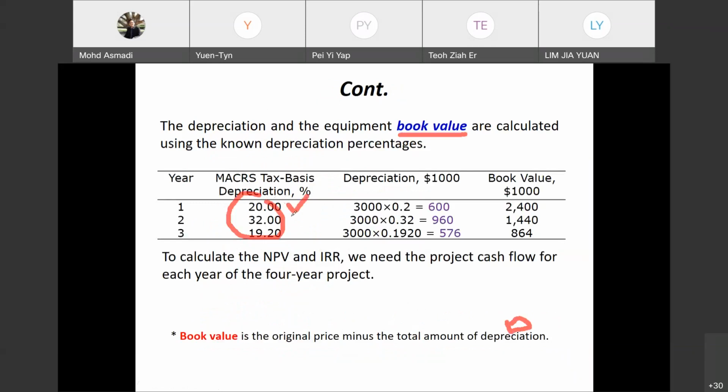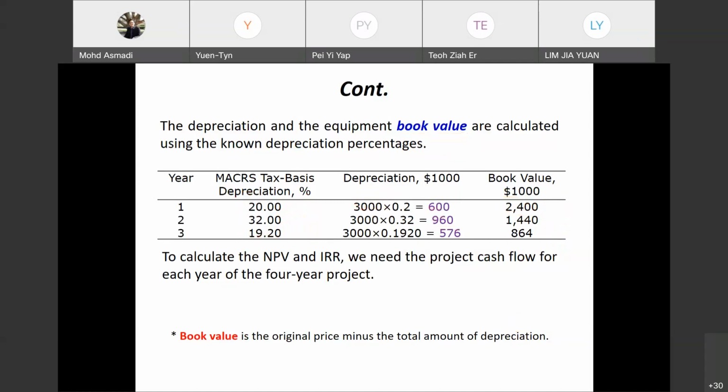So just take this value from the table, if I remember, 17.9. Okay, and then multiply with this one, the 3 million manufacturing equipment cost. So you can get the depreciation. Okay, this one. And then you have to determine the book value. So meaning that 3,000 minus 600, you can get 2,500, and 2,000 minus 690, you can get 1,340 and 894 and so on. So this is important for the calculation of the NPV and also IRR.